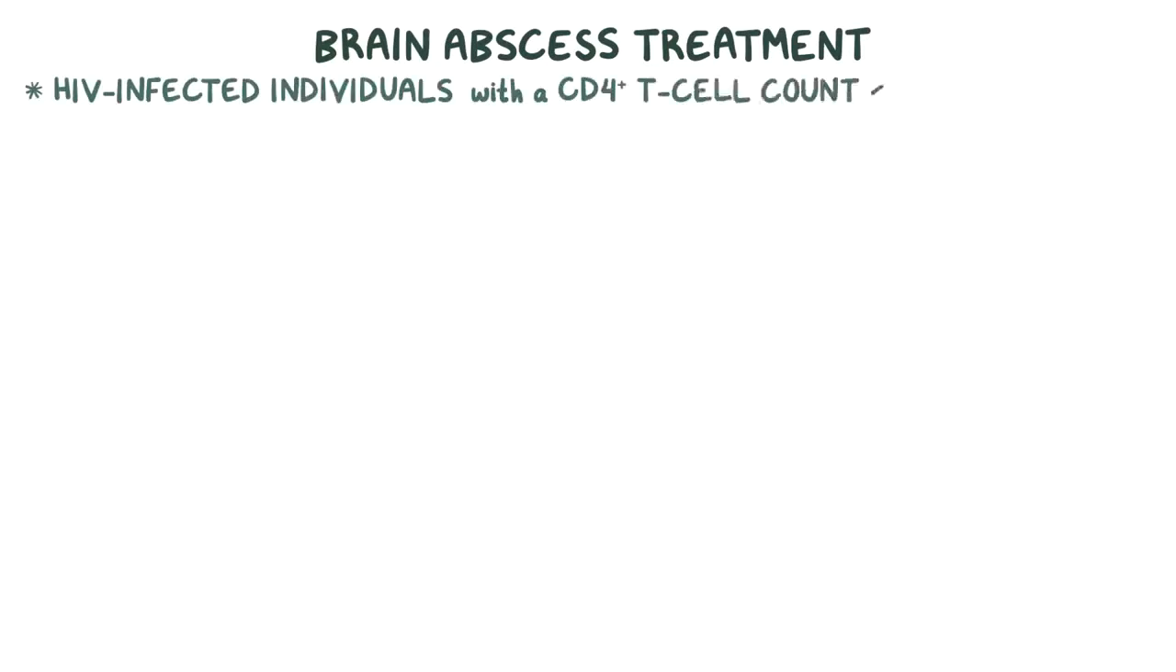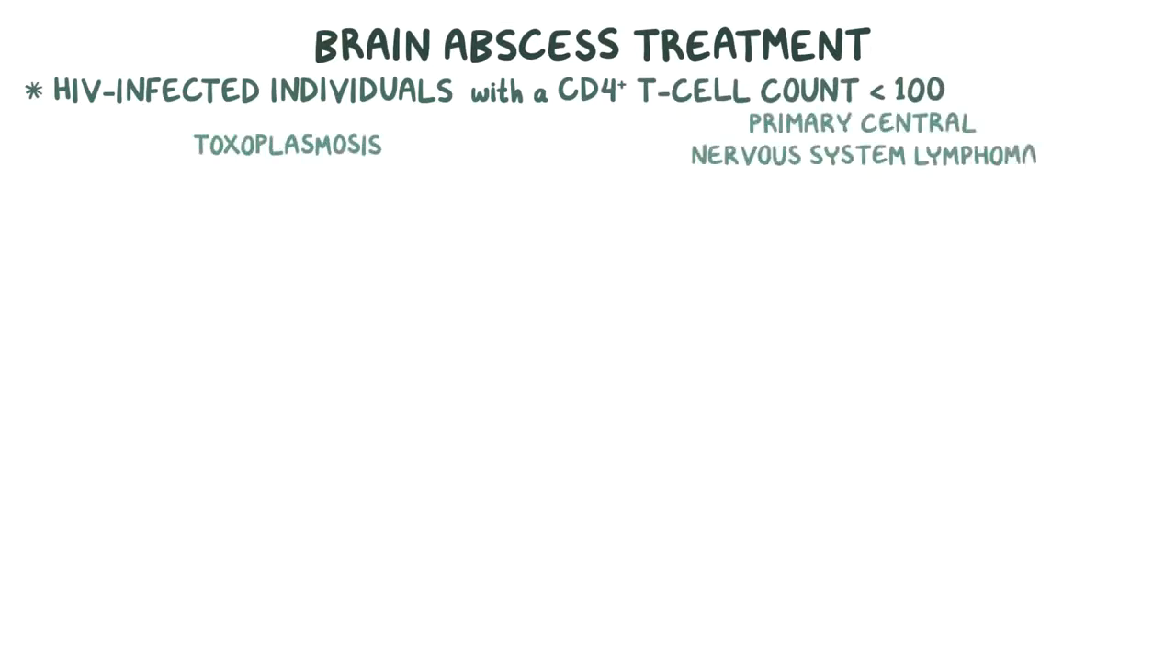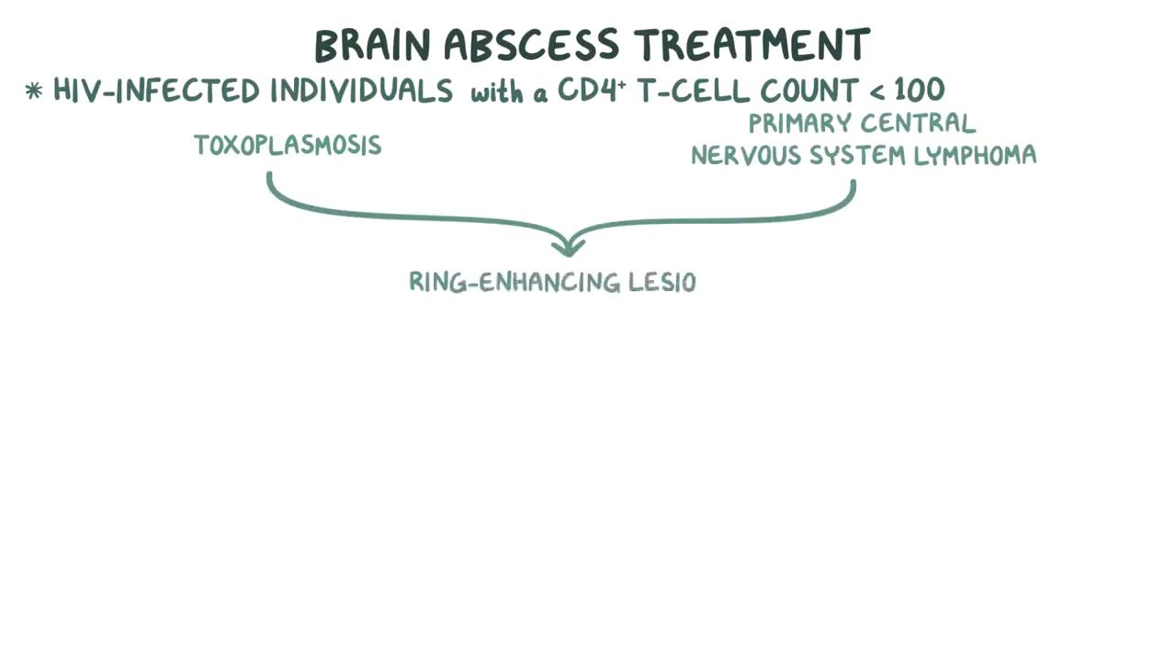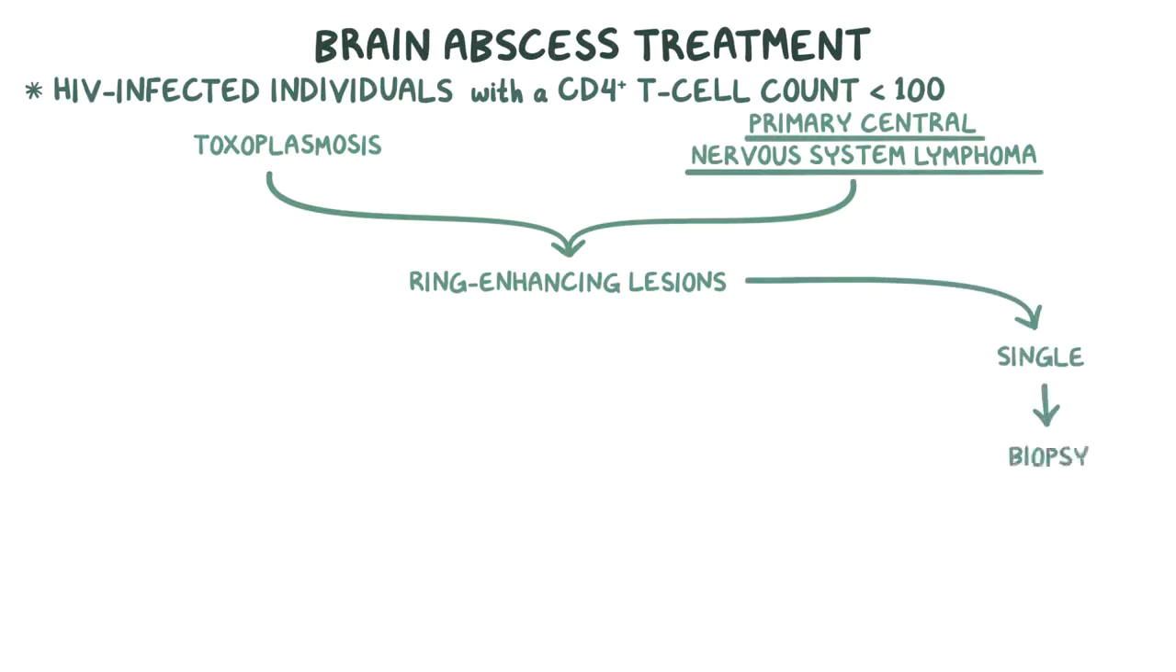Now, the approach to HIV-infected individuals with a CD4-positive T-cell count less than 100 is quite unique. Toxoplasmosis and primary central nervous system lymphoma can cause ring-enhanced lesions in this population. If there's a single ring-enhanced lesion, then the likelihood of lymphoma is high, and a brain biopsy is done. However, if there are multiple ring-enhanced lesions, then it's more likely to be toxoplasmosis.